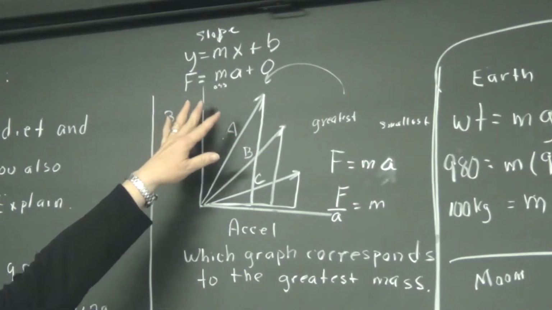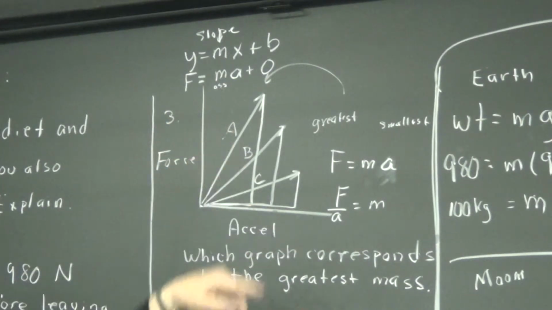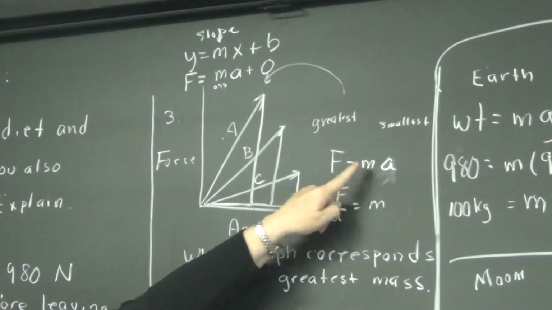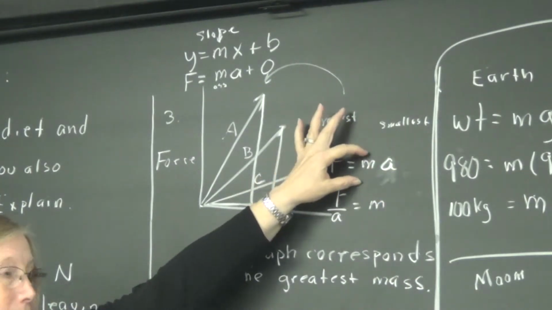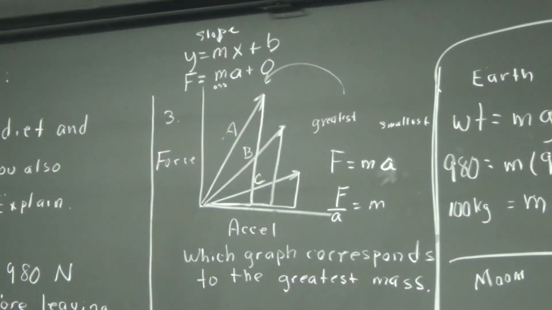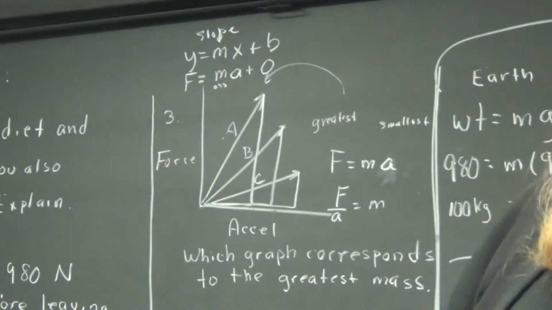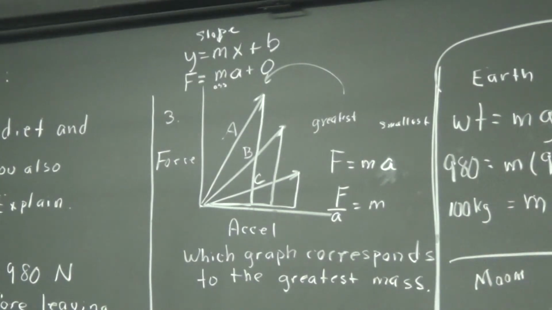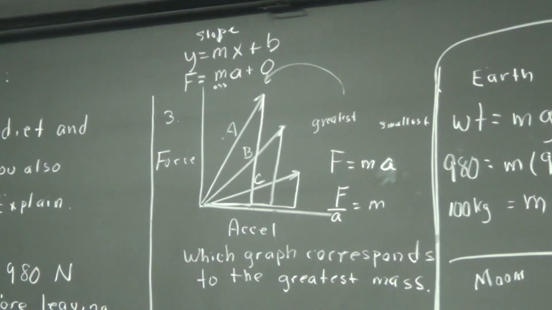So from your math class, the slope of this is going to equal the mass in our equation. If you think of this as y equals mx plus b, this is slope. Which line has the greatest slope? A. So very good. Anyone think of it another way? All right, there's several ways you can do it. Those two should get you to the answer.